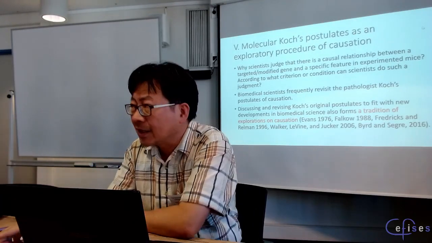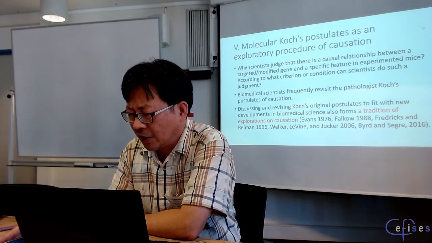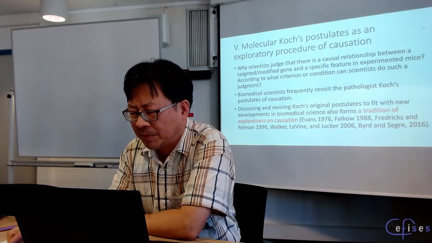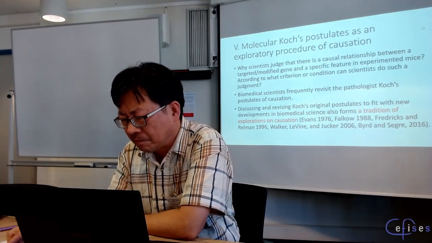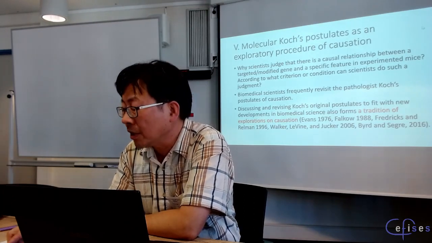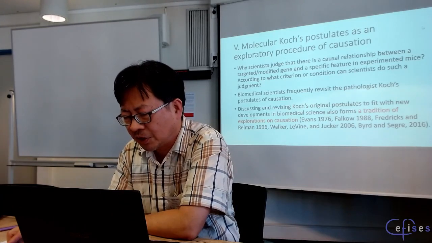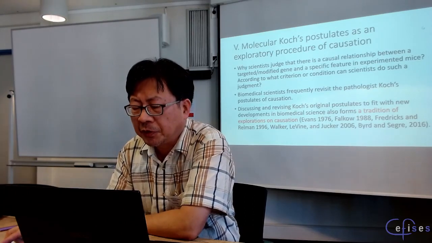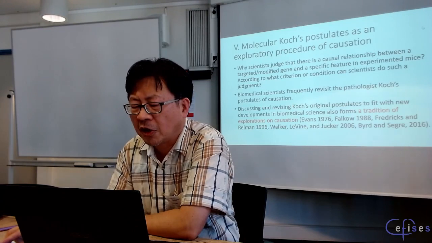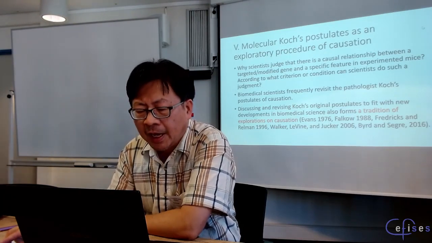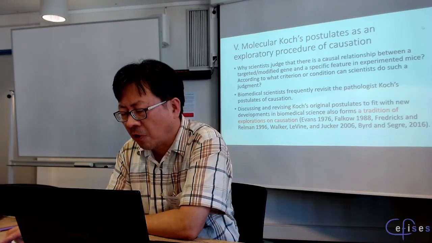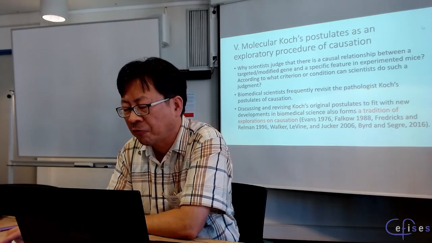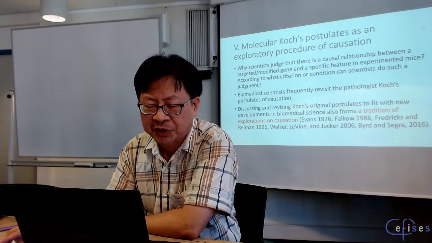Why do scientists judge that there is a causal relationship between a targeted modified gene and a specific feature in experimental mice? According to what criterion or condition can scientists make such a judgment? Biomedical scientists frequently revisit the causal postulates of causation, discussing and revising the original causal postulates to fit with new developments in biomedical science, which also form a tradition of exploration of causation.